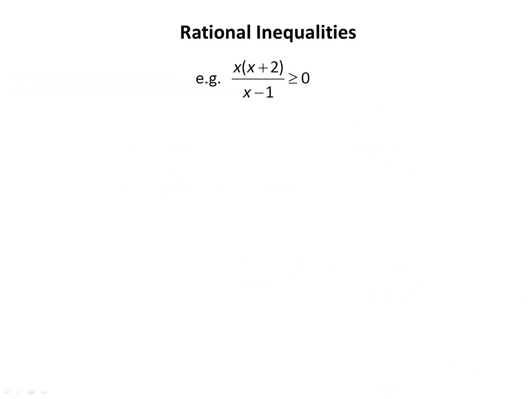Let's have a look at this one. This is now 3 different factors, which means 3 critical values: 0 from that x, negative 2 from that x plus 2, and 1 from the negative x minus 1. Now we're going to make up a number line starting with minus 2, then 0, then 1.